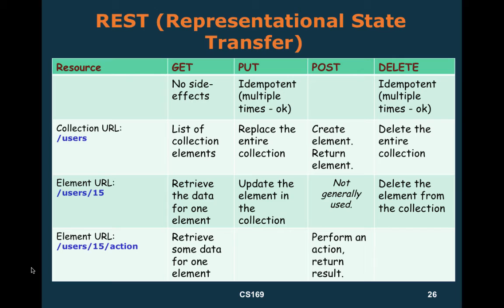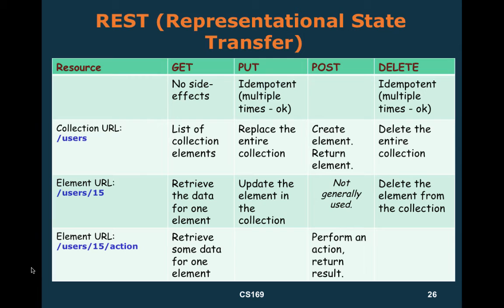If you use a put request with the same URL and with some data, it will replace the entire collection. So put request on users without specifying a specific user, it's a way to override the entire collection. Post request on this URL, this is how you create an element. You have to also pass the data for the element, but this is the URL, and it will return the element. And delete deletes the entire collection. So essentially, if you use this name users, which in your application is the name of an entity, all of the requests refer to the entire collection.